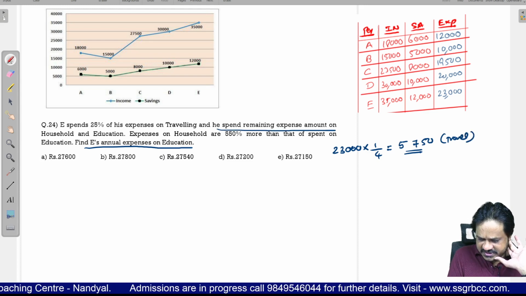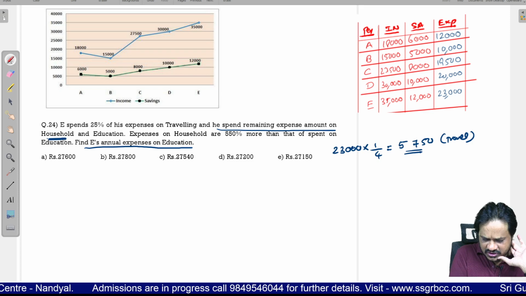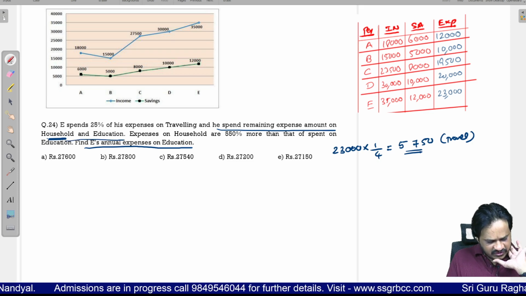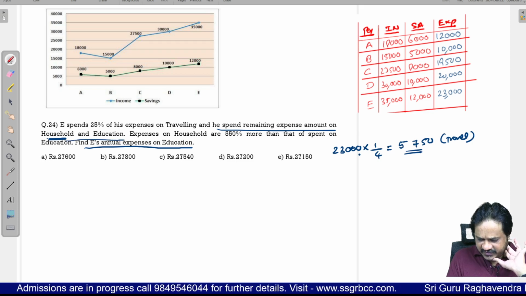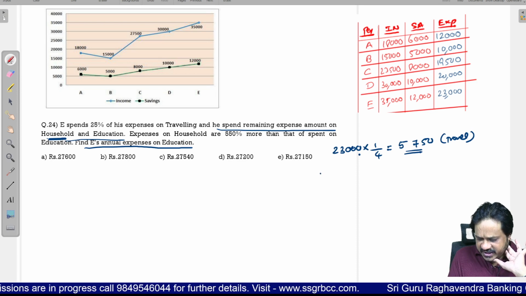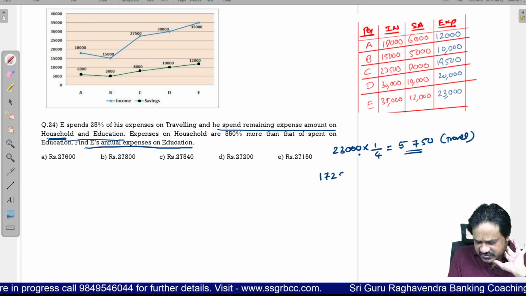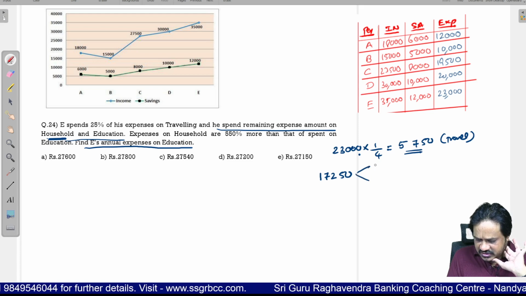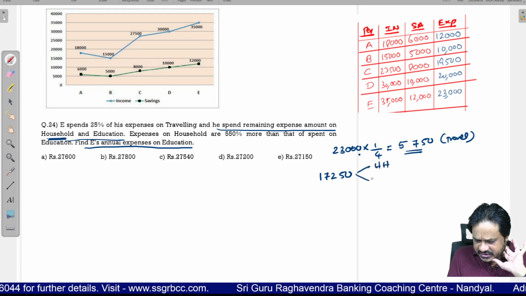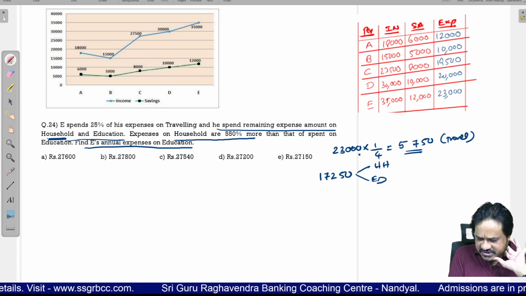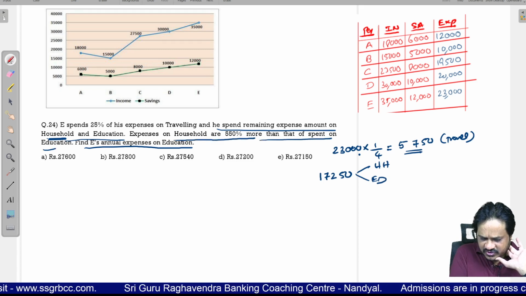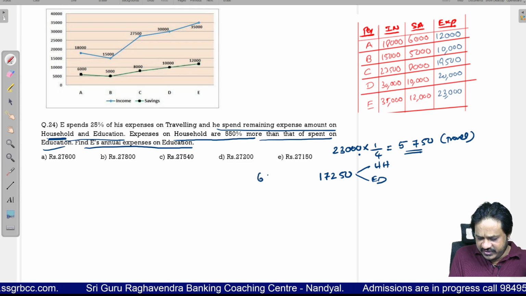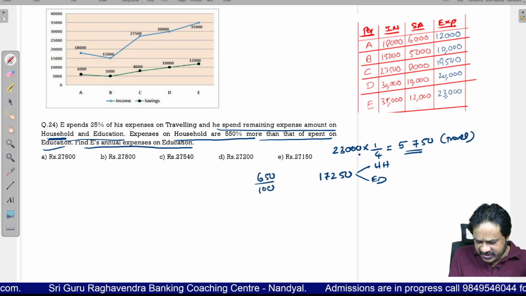Then he spends the remaining amount on household and education. So, out of 23,000, if you subtract 5,750, the remaining amount we will get is 17,250. This 17,250 is spent on household and education. Now, expense on household is 550% more than education. 550% more means 650 by 100, that is 13 by 2.